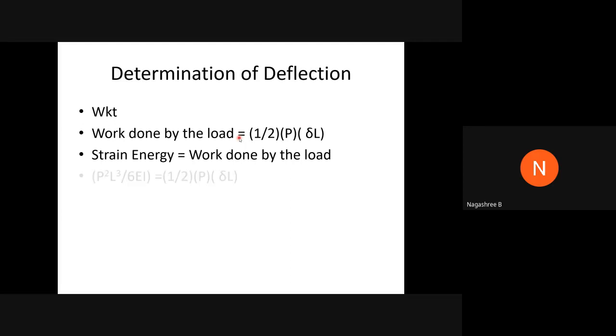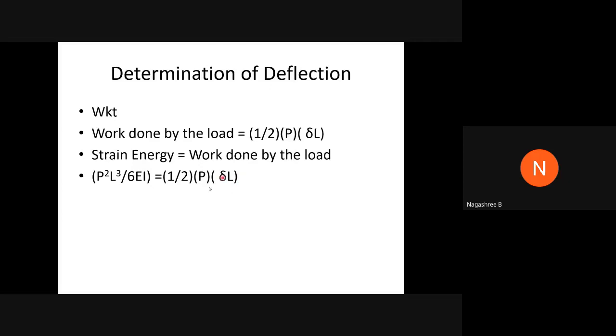Therefore, if I equate them: the strain energy from the previous slide calculation is P square L cube divided by 6EI, and the work done by the load is half into P into delta L, which is the area under the load versus deflection curve. My intention is to determine delta L, which is the deflection of the length L.